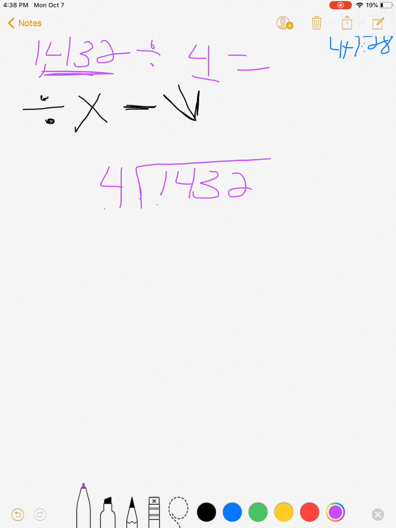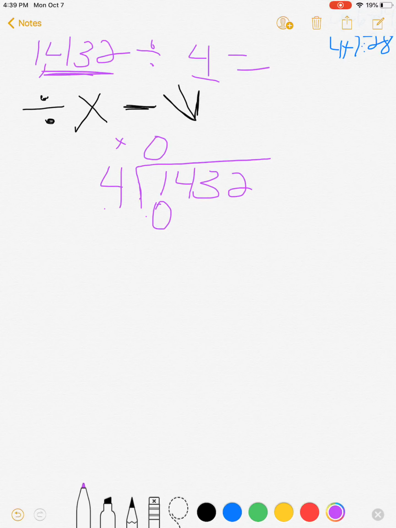How many times does 4 divide into 1? I hope you said 0, right? Because I can't get 4 out of 1, unless I was doing fractions, right? Now that we divided, we need to multiply, okay? 4 times 0 equals 0. Good. Now that we multiply, we need to subtract.